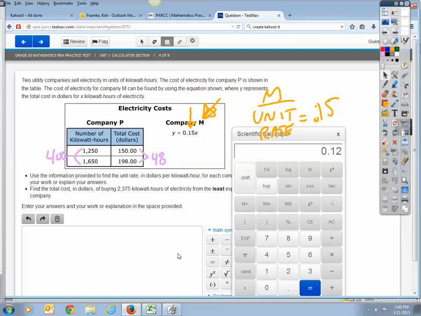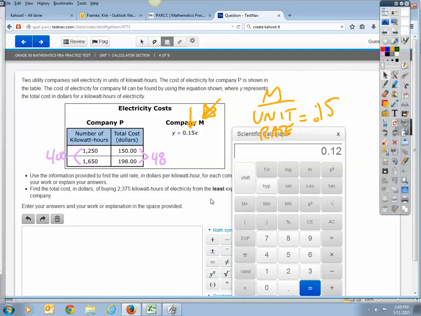So in the space provided, you would have to first talk about the slope being the rate per kilowatt hour. You'd have to explain how you got that, saying the rise of your equation is 48, the run is 400, and 48 divided by 400 is 12 cents. So that would have a rate of 12 cents per kilowatt hour. That's the first thing you have to talk about.